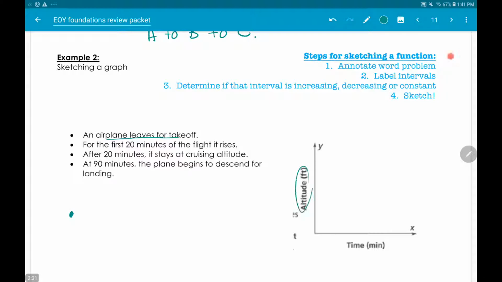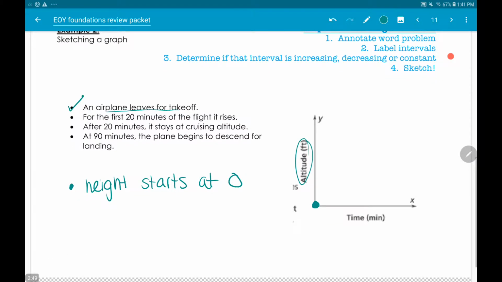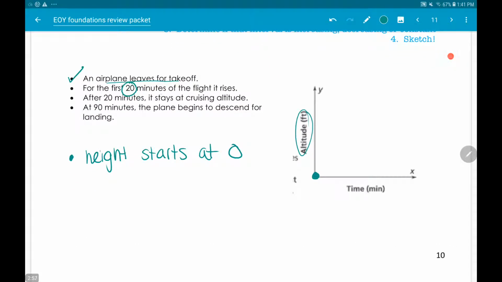okay, what is my height at takeoff before I leave? Okay, so the height starts at 0. So that means my first point is going to be at 0. Okay, for the first 20 minutes of the flight, it rises. What does that mean? That means going up, so it's increasing. So for 20 minutes, it goes up.